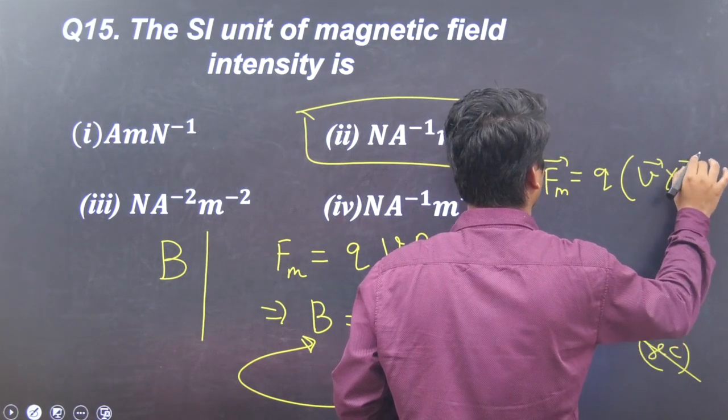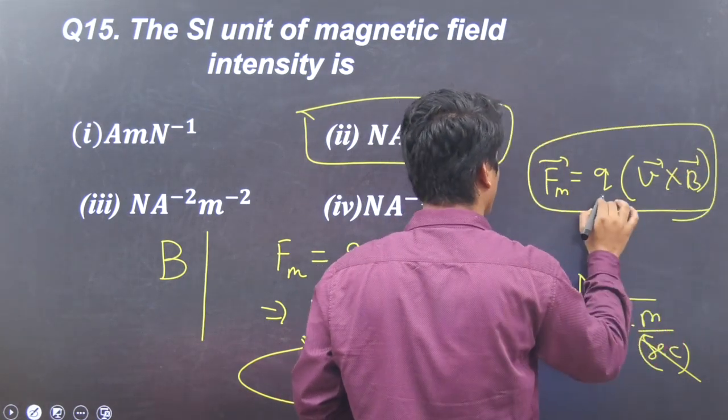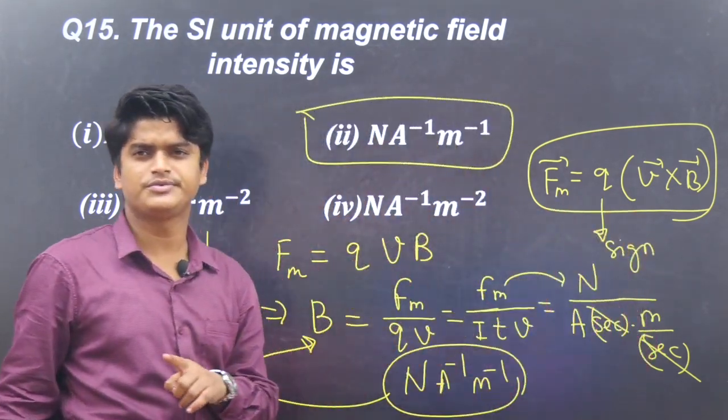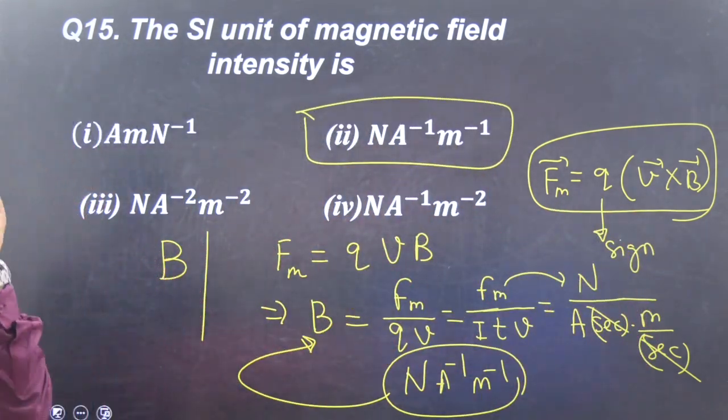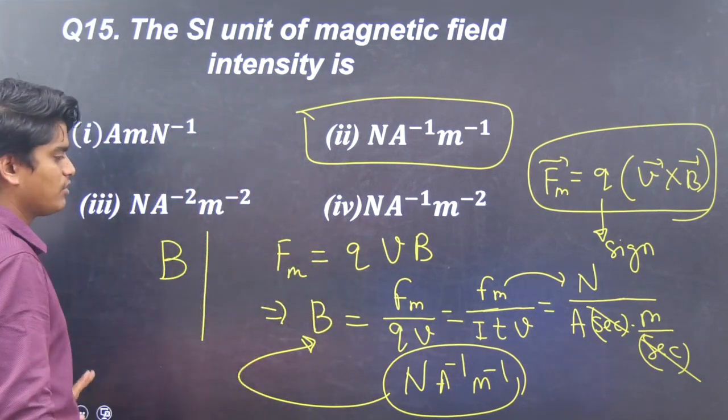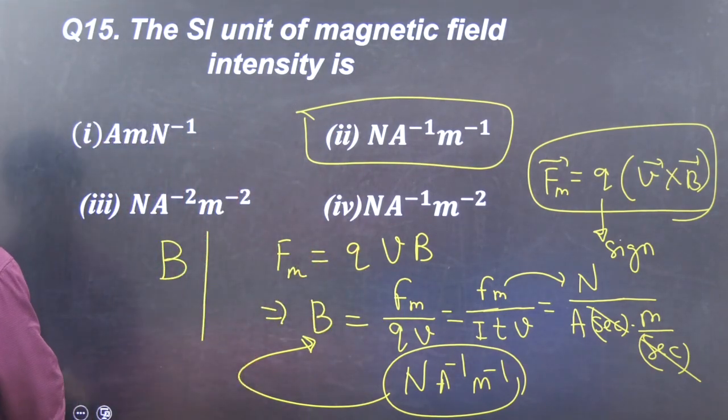Remember this, and while putting this Q, you have to put it with sign: a positive charge with a positive sign, a negative charge with a negative sign. That is the vector form formula, but from there I am directly writing magnetic force equal to Q times VB, and here I am just calculating the magnitude B. Okay, I hope you understand.